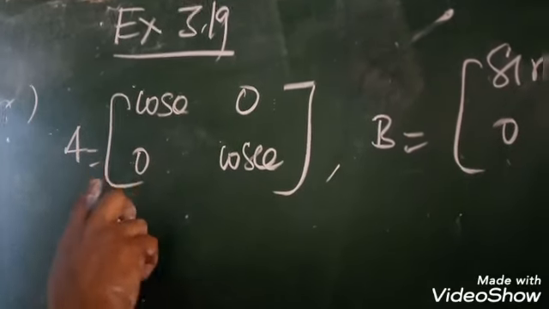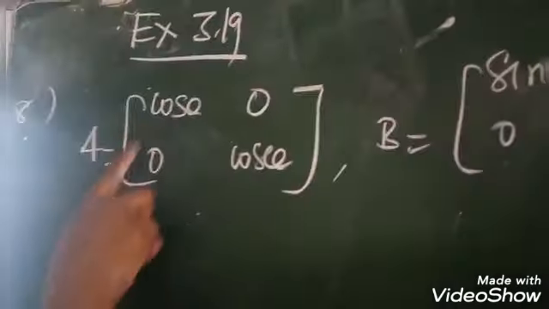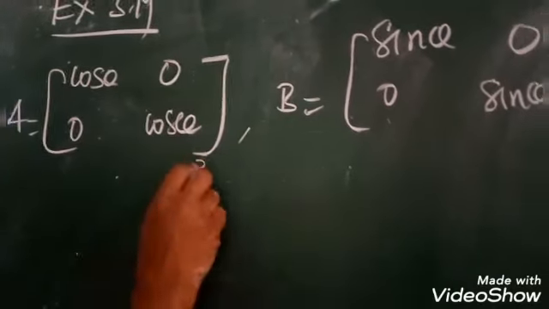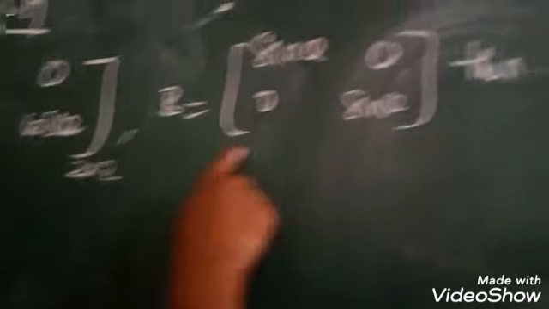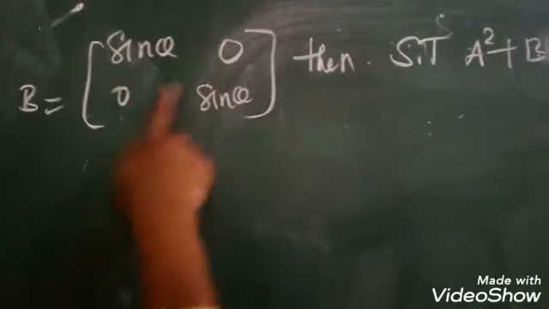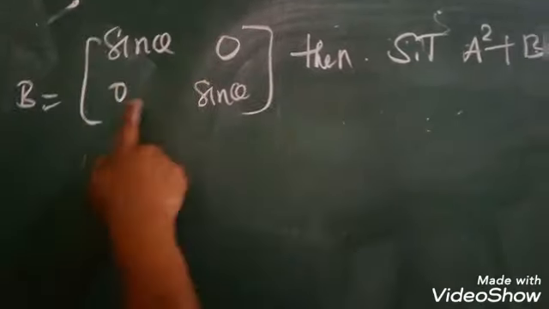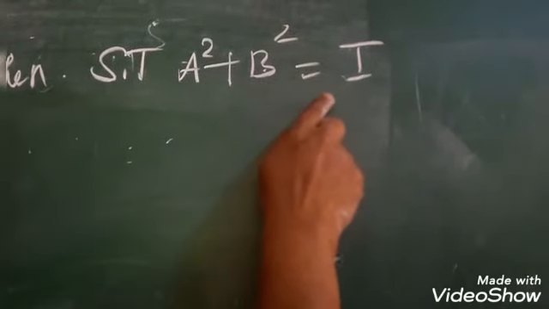Okay girls. Here the question is: A matrix is given as cos theta 0, 0 cos theta. This is called a 2 cross 2 matrix. Then B matrix is given as sin theta 0, 0 sin theta. This is also a 2 cross 2 matrix. Then show that A squared plus B squared is equal to I.